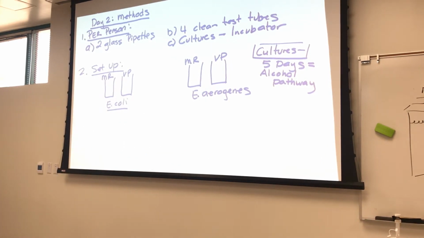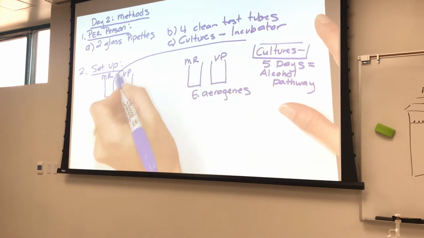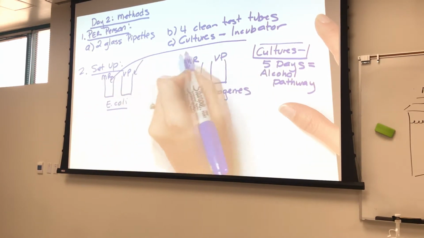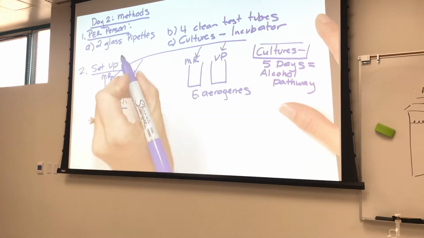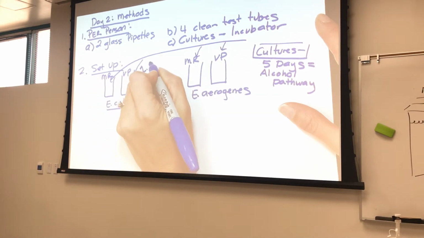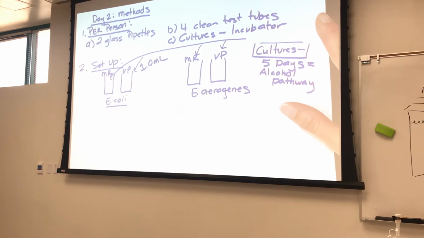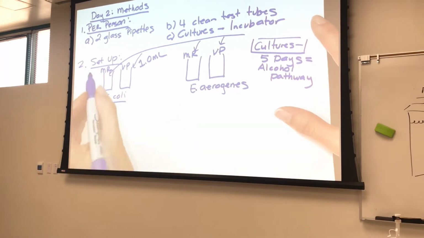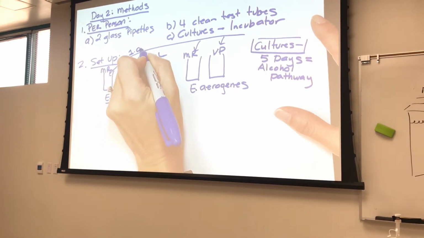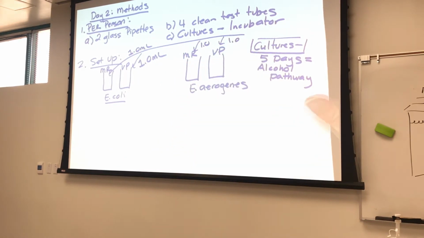But anyways, you're going to grab your cultures, and you're going to pipette your little cultures into your MRVP tubes. The amount that you're going to pipette, though, is only going to be 1 ml instead of 2 ml. I think last week we did 2, right? Yeah, and so today we're going to do 1 ml into each of the tubes.